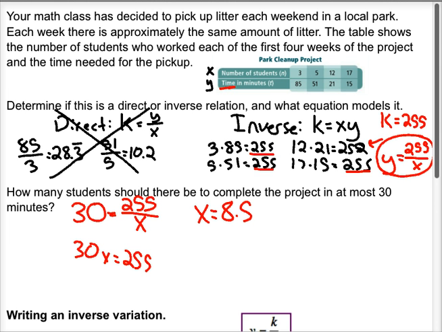Now, we can't have 8.5 people. So I'm going to round that. I'm going to say about 9 students. If we want to be able to finish it in half an hour, we're going to need at least 9 kids to do that, 9 students.